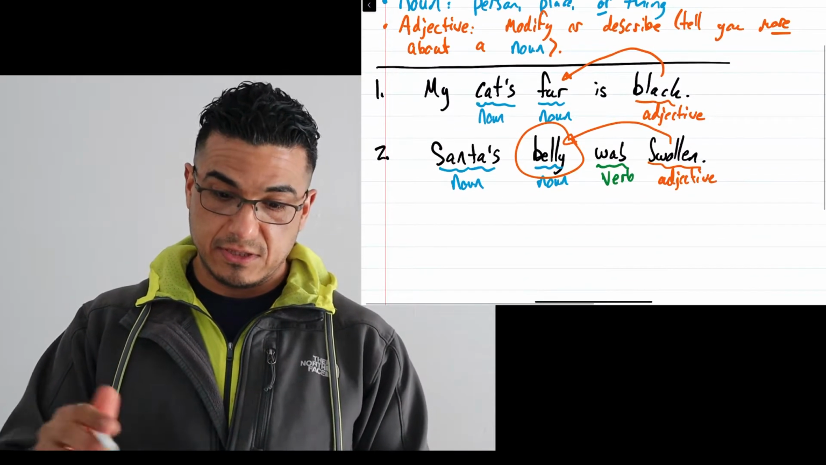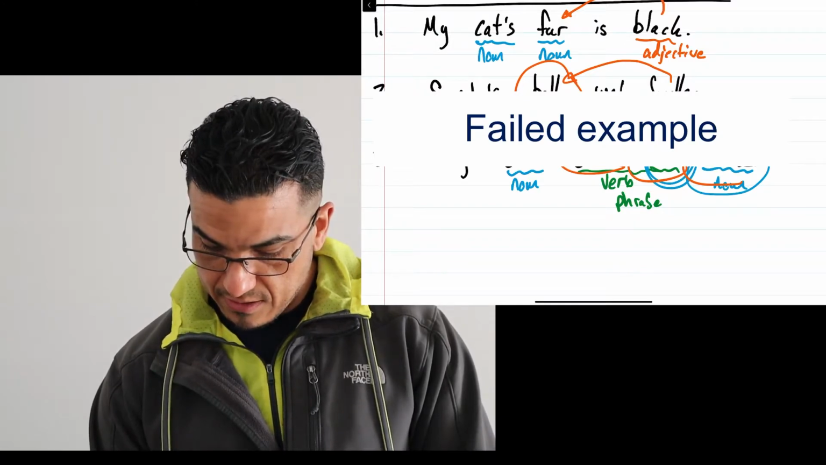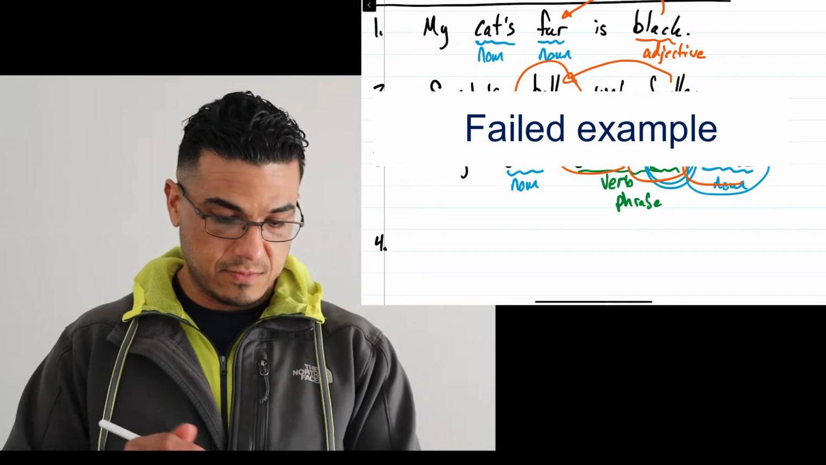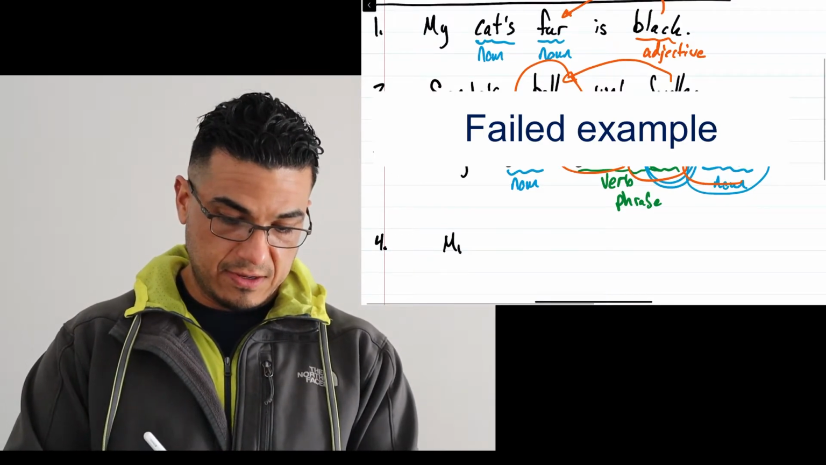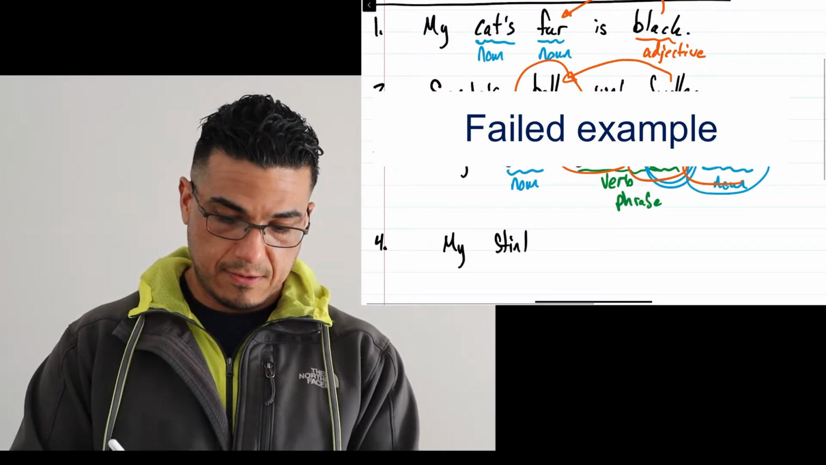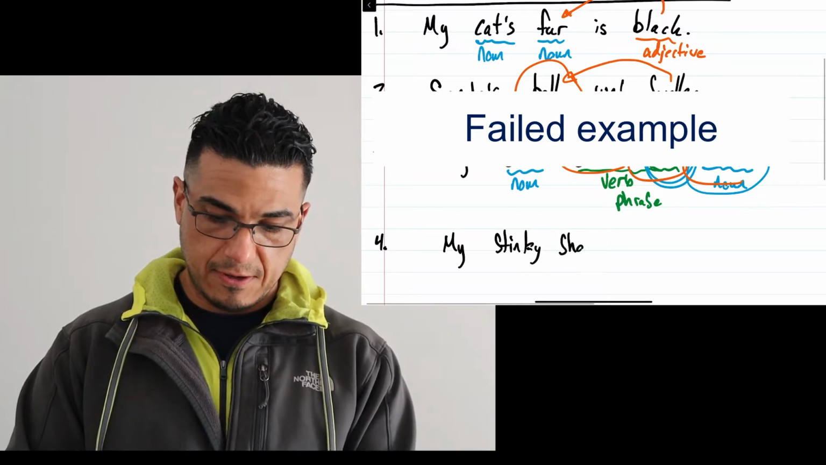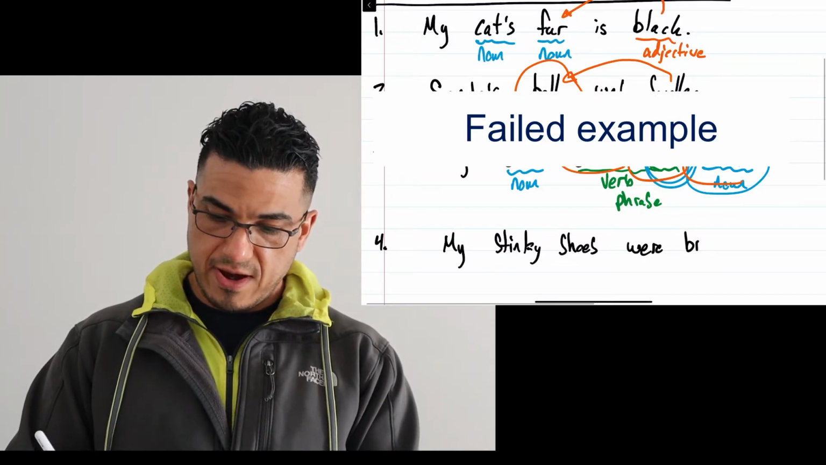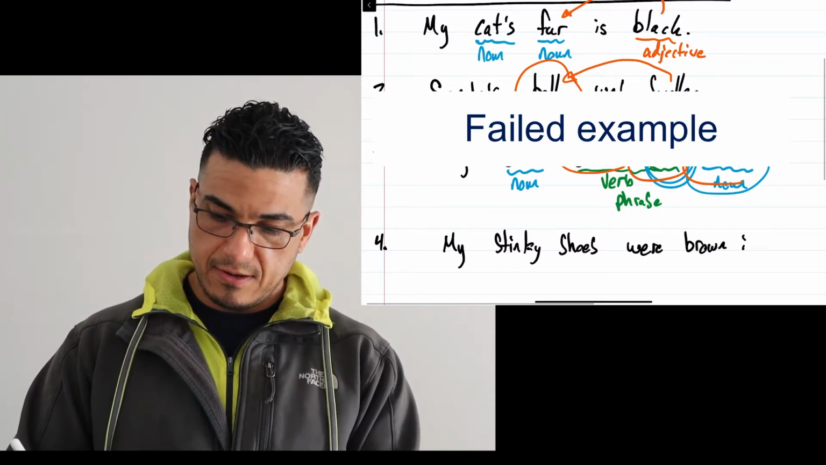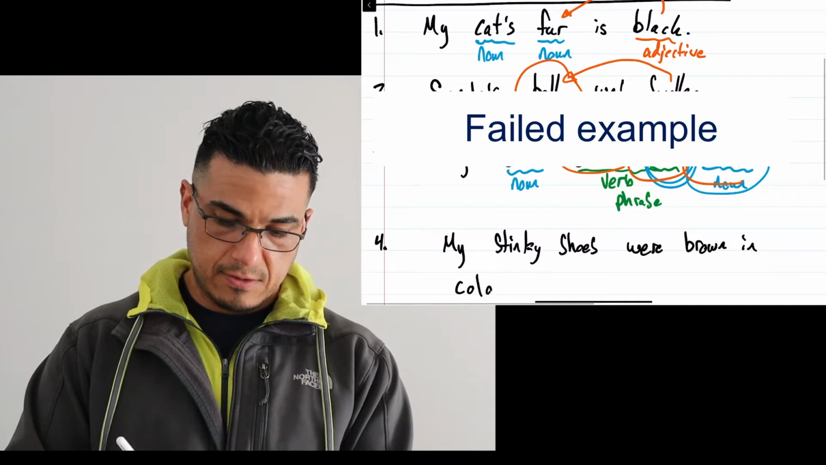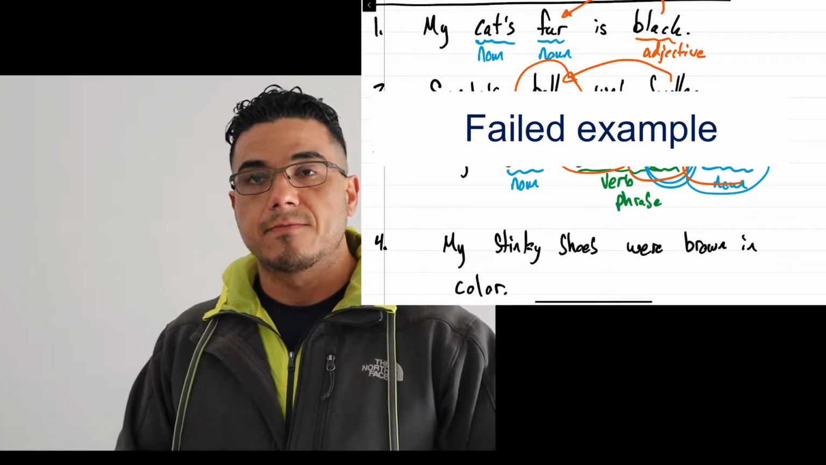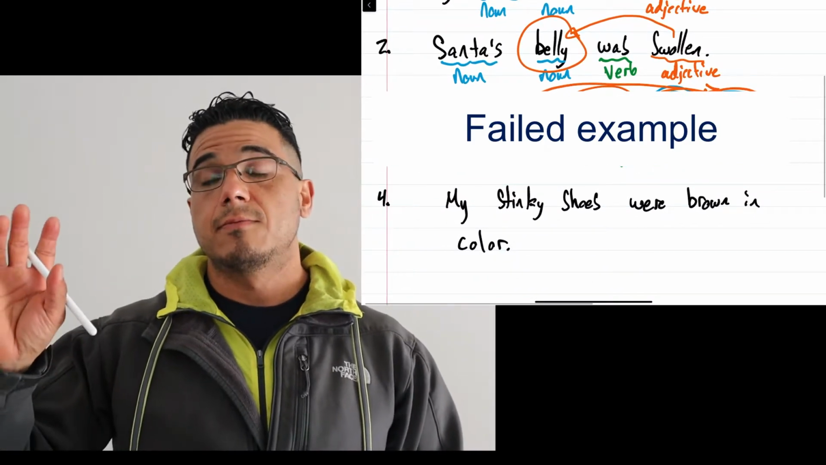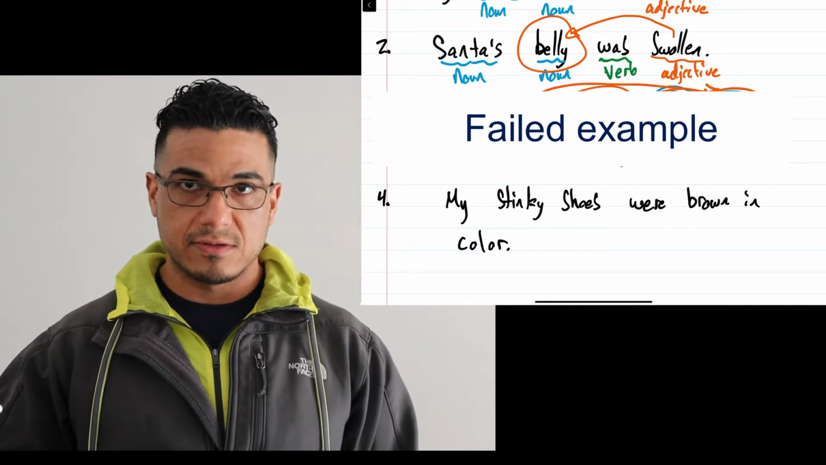All right, let's go ahead and look at number 4. All right, for number 4, we have my stinky shoes were brown in color. All right, just as we've done in the earlier exercises, go ahead and pause if you need to, but identify the nouns in the sentence.